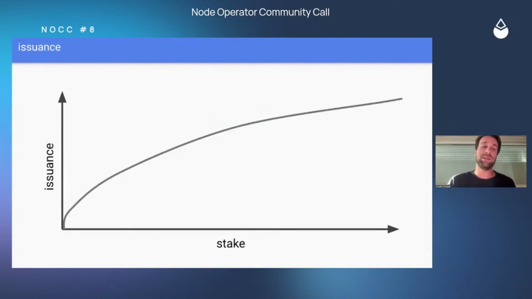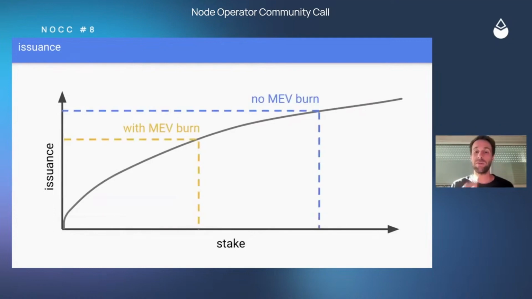And the second aspect of having this excess or this surplus stake is around issuance. The way that the issuance formula is built is that the total amount of issuance is the square root of the total amount of stake. And so if we have a little bit less stake with MEV burn, we're going to have a little bit less issuance, and so we're going to be removing unnecessary dilution for ETH token holders.